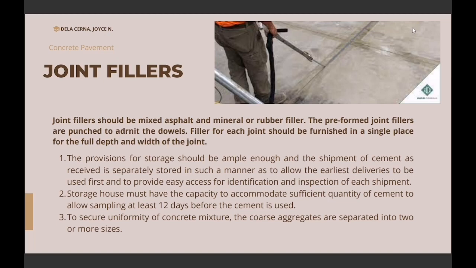Number one is the provision for storage, which should be ample enough for the shipments of the cement as received to be separately stored in such a manner as to allow the earliest deliveries to be used first and provide easy access for identification and inspection of each shipment. Number two is the storage house must have the capacity to accommodate a sufficient quantity of cement to allow sampling at least 12 days before the cement is used.